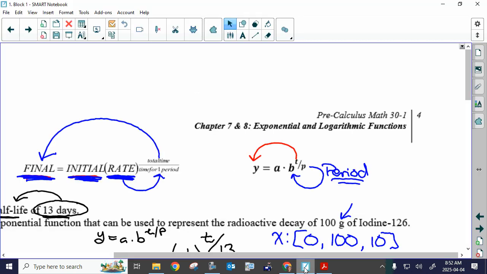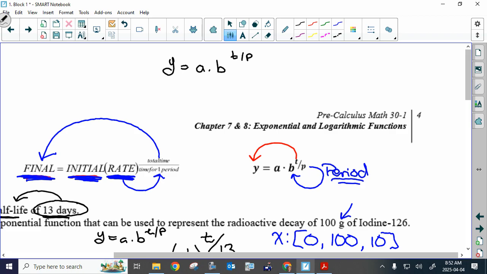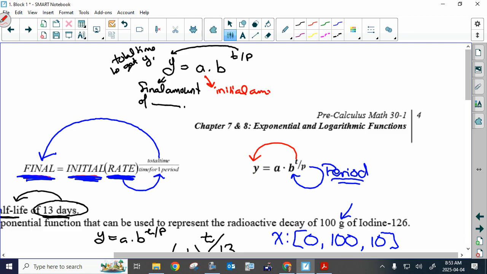So when you look at your formula sheet, this is the only thing you get for exponential functions. This is your final amount of whatever it is we're talking about. Now this t represents your total time to get that y value. It's the total time that's going to take for you to get that y value. Your a is your initial amount of whatever it is we're talking about.